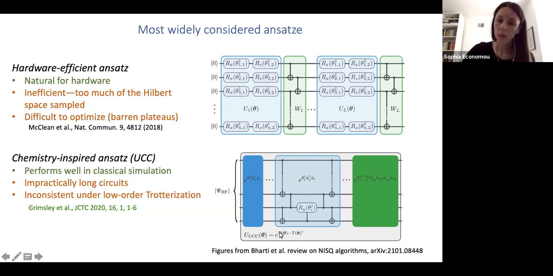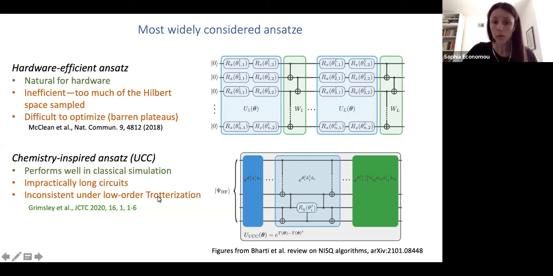So you see here you have a very long string of operators in the exponent. To be able to translate those into your quantum processor, you need to break it up into individual exponentials that can be done on 1 or 2 qubits. And then you run into this issue of trotterization that I mentioned earlier in my talk.